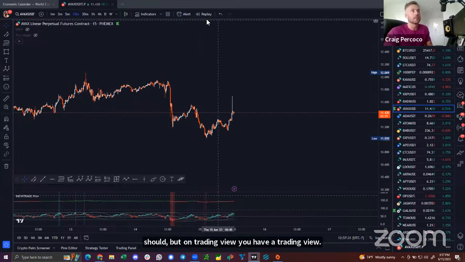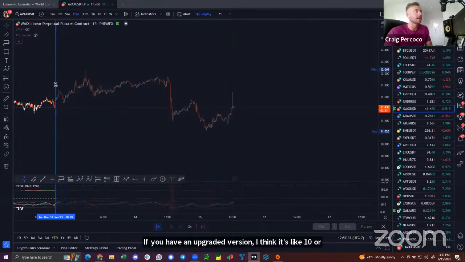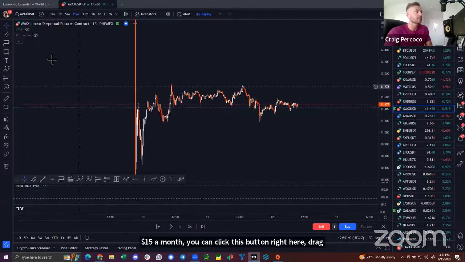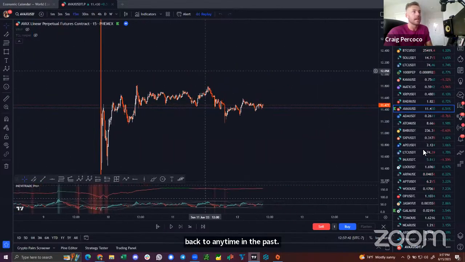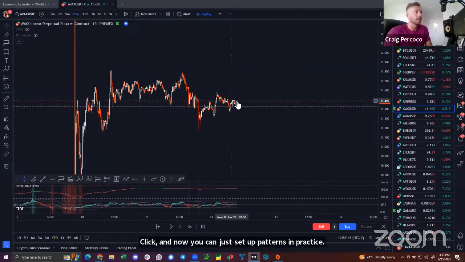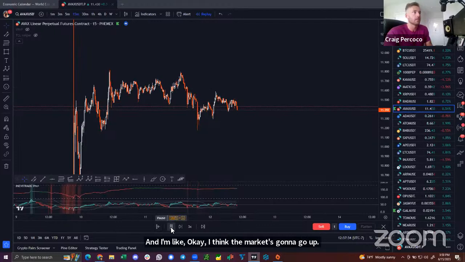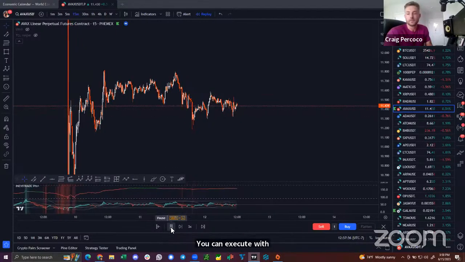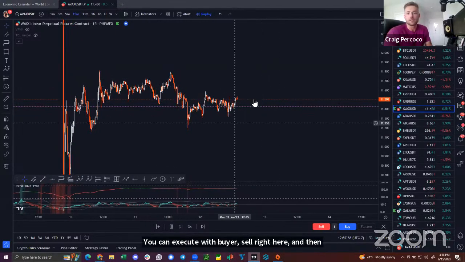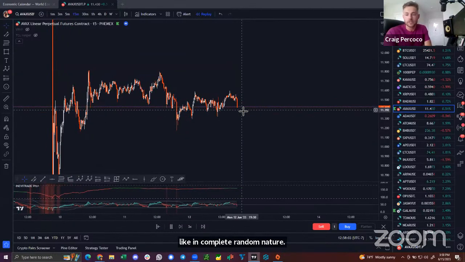If you have an upgraded version, I think it's like $10 or $15 a month. You can click this button right here, drag back to any time in the past, click, and now you can just set up patterns and practice your trading in real time. So if I set up a pattern and I think the market's going to go up, you can execute with buy or sell right here, and then you can play this forward and this is going to move in complete random nature. You haven't memorized it, you don't know. And this is a way that you can really know where you stand with the markets.